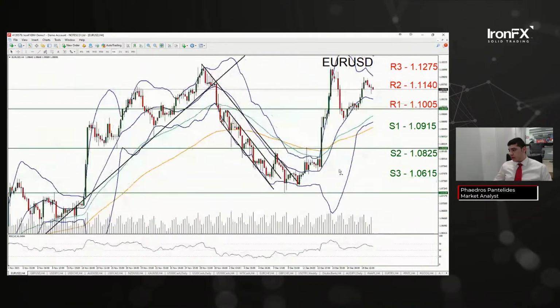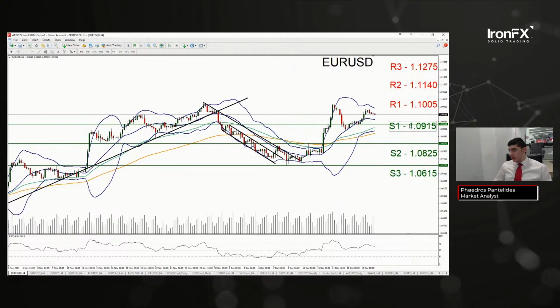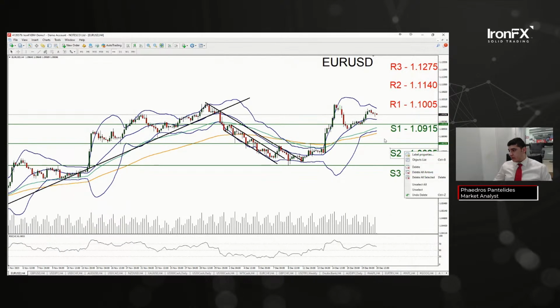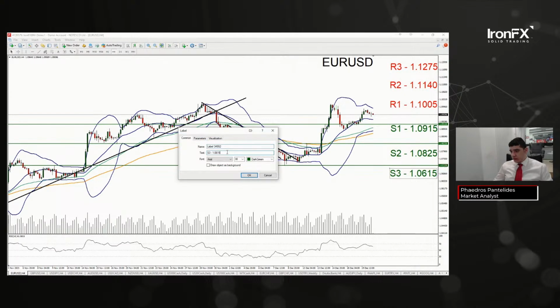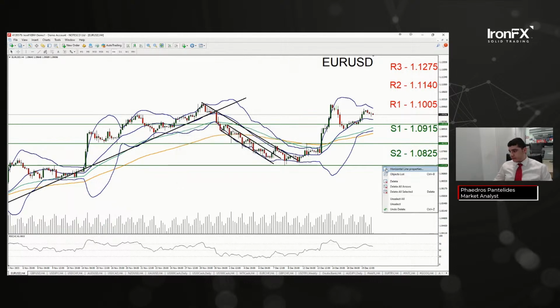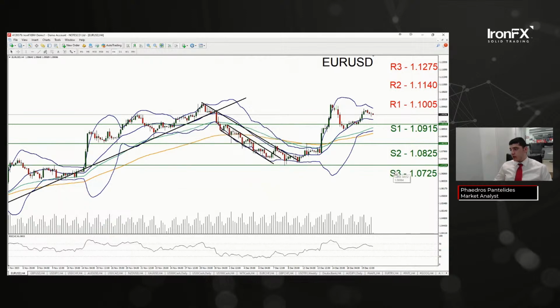So potential support at 1.07235 and 1.0825, 1.07235, or 1.0725. So this could be S1, S2, and S3.